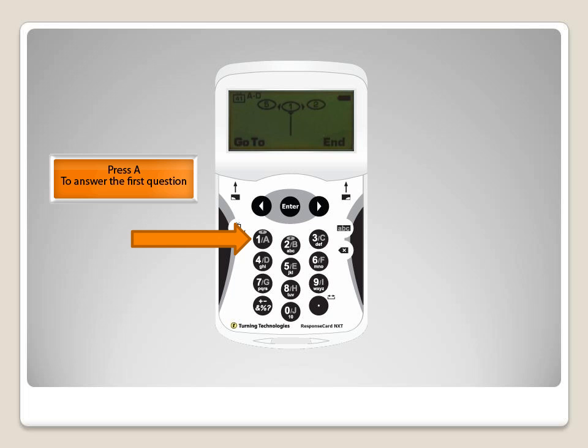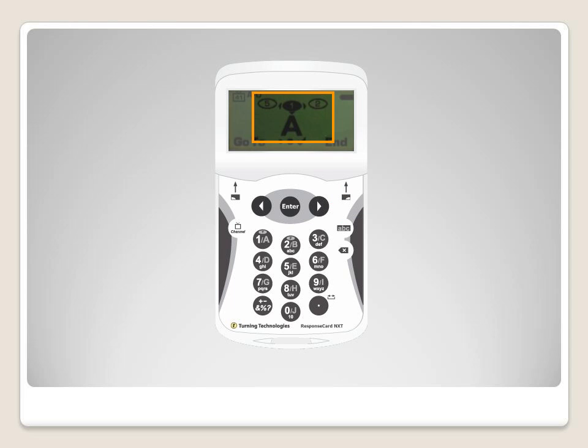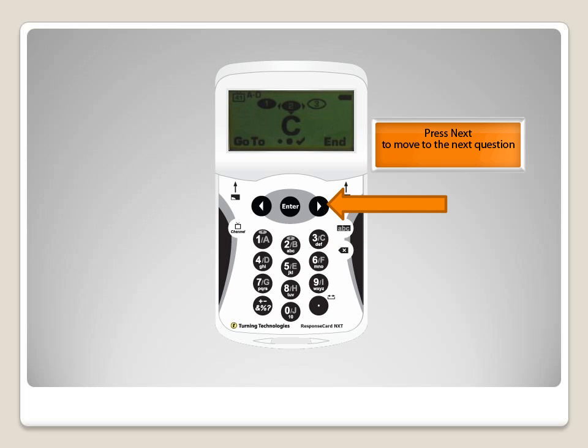Every test begins on question number 1. For question 1, you will press A, then the next button to move to question 2. The question you are answering is always the center oval on the top of the screen. You can navigate to any question by pressing the next or previous buttons until you arrive at the question you want. For question 2, you will press C and then the next button to move to question 3.